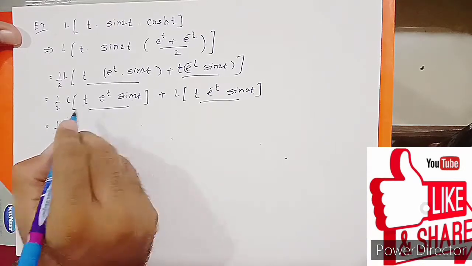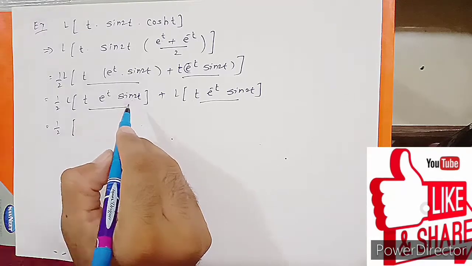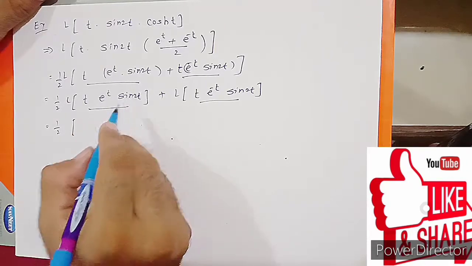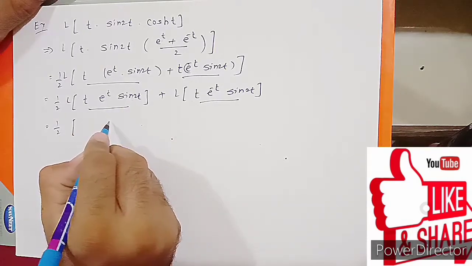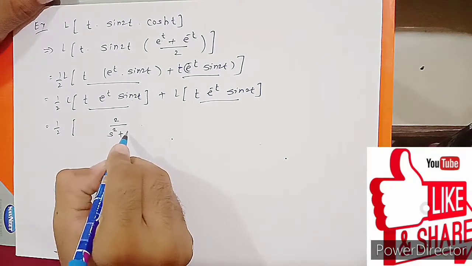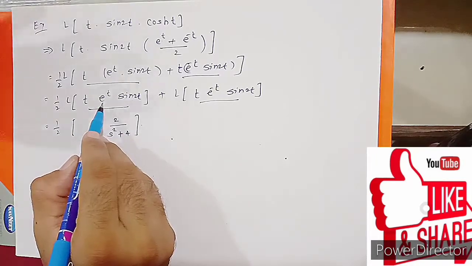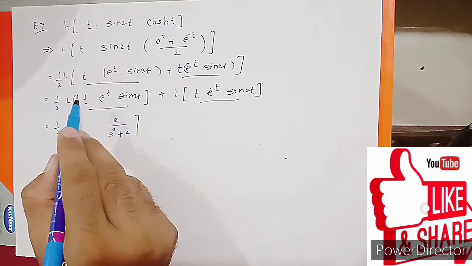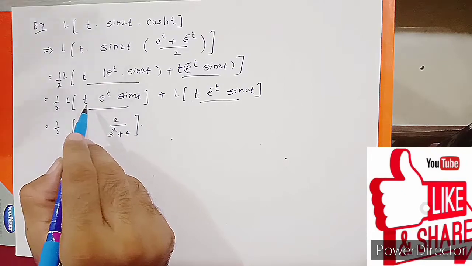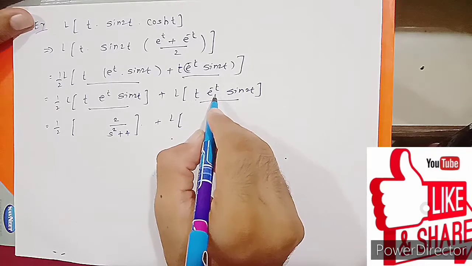So 1 upon 2 is as it is. First we calculate the Laplace transform of sine 2t. What is the Laplace transform of sine 2t? It is 2 upon s square plus 4. We keep t and e raised to t as they are pending, because e raised to t means first shifting, and multiplication of t means, as we have already seen, -1 raised to n and derivative. Again we put t and e raised to -2t is as it is.